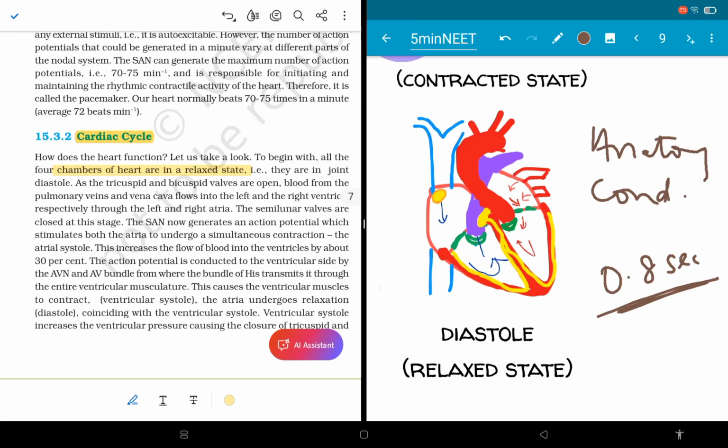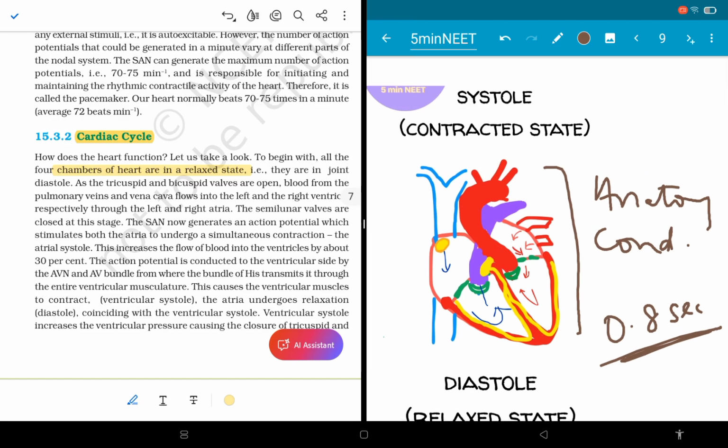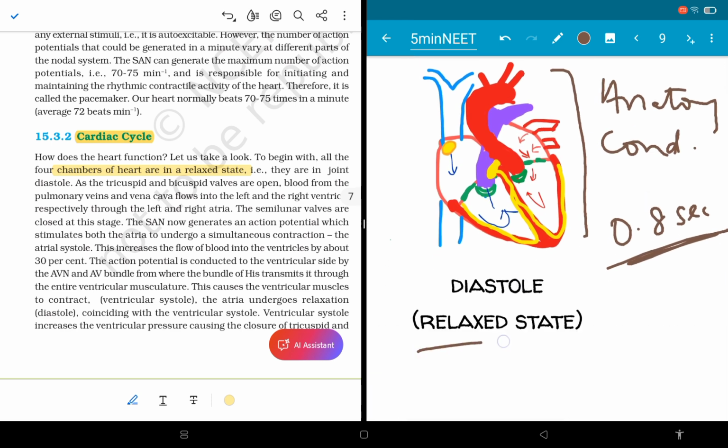So the chambers of the heart are in a relaxed state. Before that, understand two terms. Systole means contracted state. Contraction means, you know, a tight state. Diastole is the relaxed state. Systole and diastole. You have atrium, you have ventricle. So you have to remember, the atrium will undergo systole, the contracted state, and diastole, the relaxed state. The ventricle will also undergo systole and diastole.